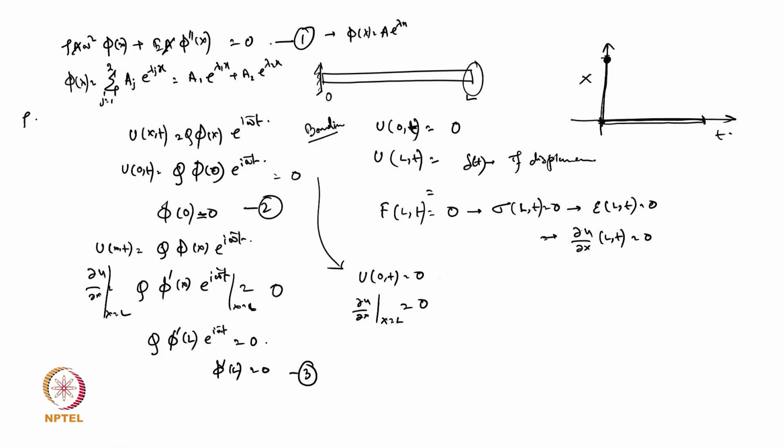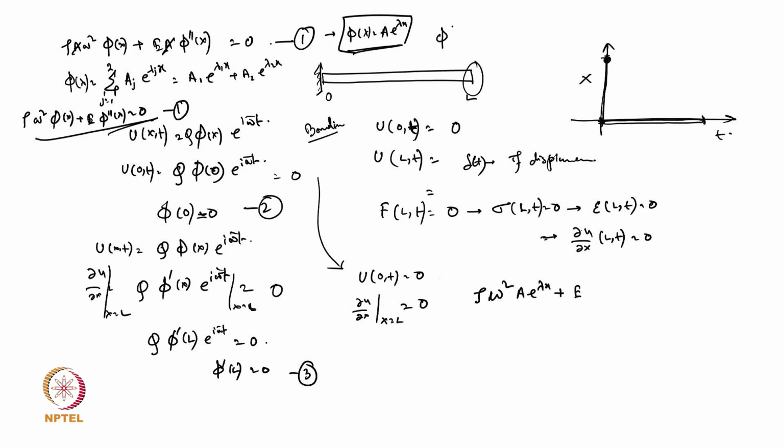So if I rewrite the equation of motion, then it will be rho omega square phi of x plus E into phi double dash x equal to 0. So that is my equation 1. If I now substitute this in equation 1, then what can I get? Rho omega square into A into e to the power of lambda x plus E. What will be phi double dash x? Phi double dash x will be lambda square e to the power of lambda x. So E lambda square e to the power of lambda x, that is equal to 0.